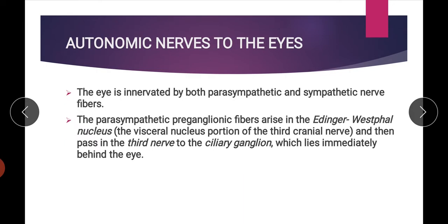So first we discuss autonomic innervation of the eye. The eye is innervated by both parasympathetic and sympathetic nerve fibers. The parasympathetic preganglionic fiber arises in the Edinger-Westphal nucleus, which is also known as the visceral nucleus portion of the third cranial nerve or oculomotor nerve, and then passes in the third nerve to the ciliary ganglion. From the ciliary ganglion the postganglionic fiber arises, and the ciliary ganglion is situated immediately behind the eye.